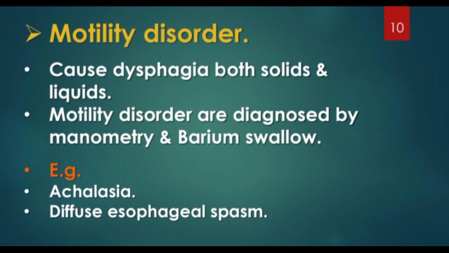Motility disorders are diagnosed by manometry and barium swallow. Manometry measures the pressures in the esophagus, and it also measures the pressure in the sphincter, the lower esophageal sphincter pressure. And examples of motility disorders are achalasia and diffuse esophageal spasm.